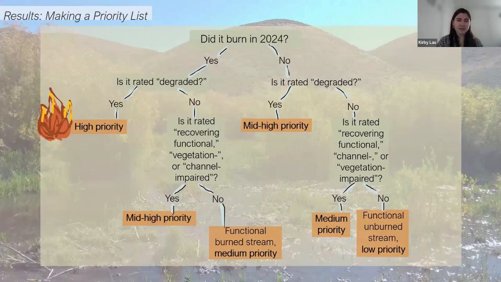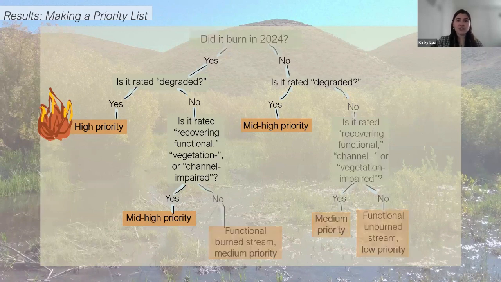And so those are just some of the examples of the reaches that we looked at last fall, but using all of that information we gathered for each reach, and in particular, number one, whether it burned in 2024, and number two, its rating, we then compiled a priority list. To do that, we used a key like this one here, which placed burned and degraded reaches as the highest priority, followed by burned, recovering functional, vegetation impaired, and channel impaired reaches, as well as unburned, degraded reaches.